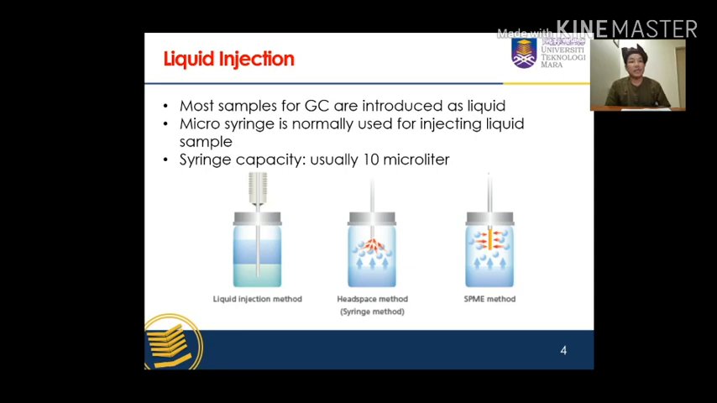Besides liquid injection, there are two other types of injection method, which are headspace and SPME. The SPME has been covered in the previous lecture, but we just recap again. In SPME, the analyte is absorbed into a fiber coating material, while in headspace, only the vapor phase is analyzed. However, the vapor phase is representative of the original sample.